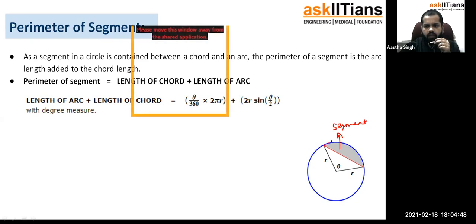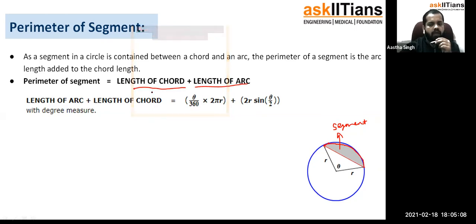If you're at this point, you have to go from this line to this line. So this is basically your arc. You have to go for the length of an arc, plus from this point you have to go this way, and this is your length of chord. So the perimeter of the segment will be equal to the length of chord plus the length of arc. I think the length of arc is very clear to you.